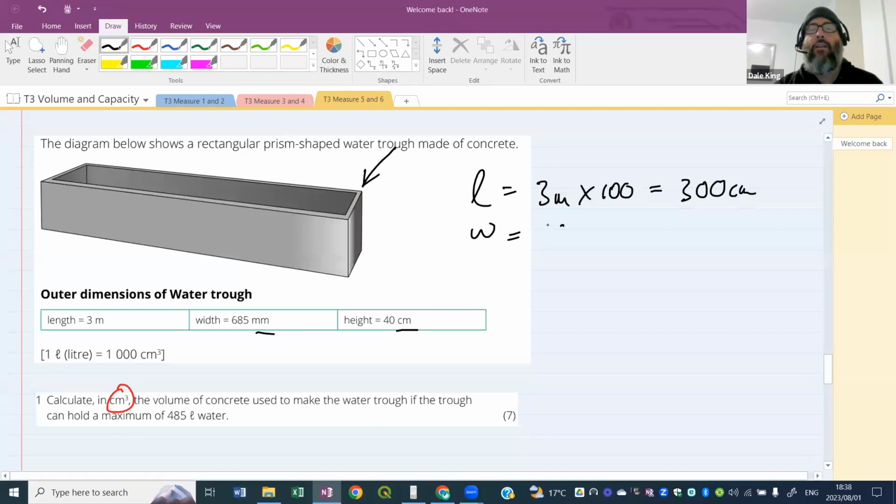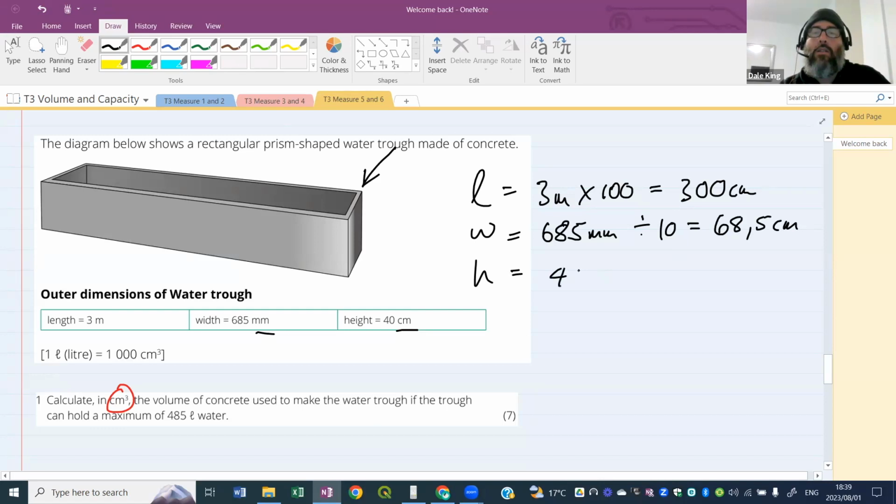685 millimeters divided by 100. Oh, careful. From millimeters to centimeters, you must just divide by 10. There's 10 millimeters in 1 centimeter. Sorry, it's 10. So it's going to give you 68,5. And the height we keep as 40.